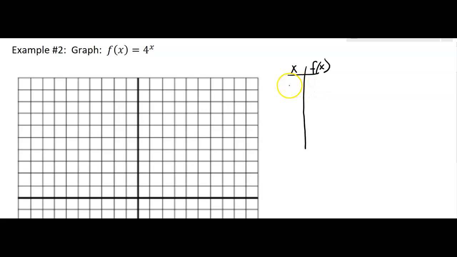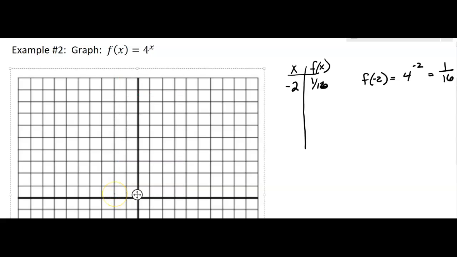If I put in -2, then f of -2 is going to equal 4 to the power of -2. Well, what do negative exponents do? Reciprocal, right? So that's going to be 1 over 4 squared, which is 1/16. We can graph that point, -2, 1/16. It is positive, just a little bit above the x-axis there.